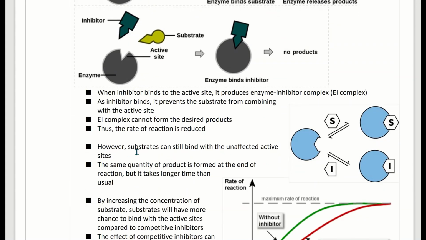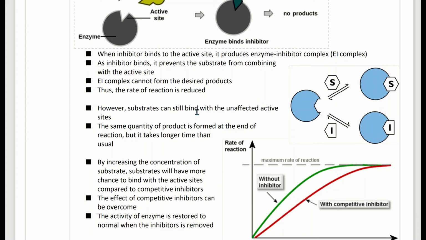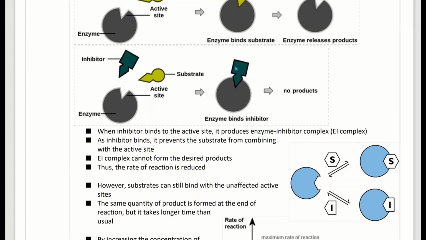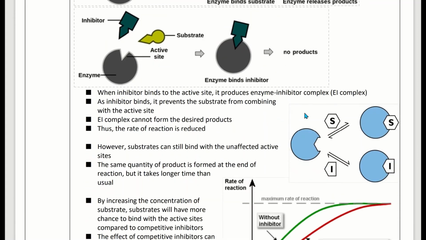Okay, however, substrate can still bind with the unaffected active site. Okay, so contohlah inhibitor ni dia dah bind dekat sini, mungkin dia bind dalam 5 minit. So lepas 5 minit dia keluar. So dia dah unaffected balik lah, dia kosong balik. Bila dia kosong balik, substrate boleh bind tak? Boleh. Okay, so itulah gambar ni tunjuk kat sini.